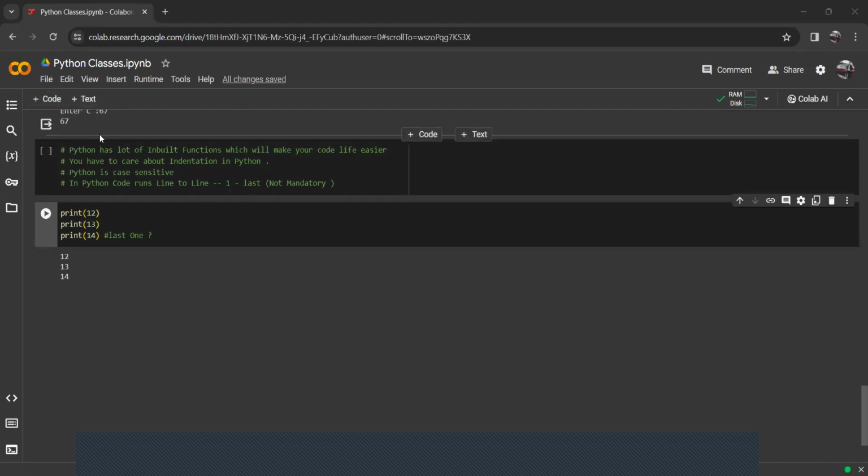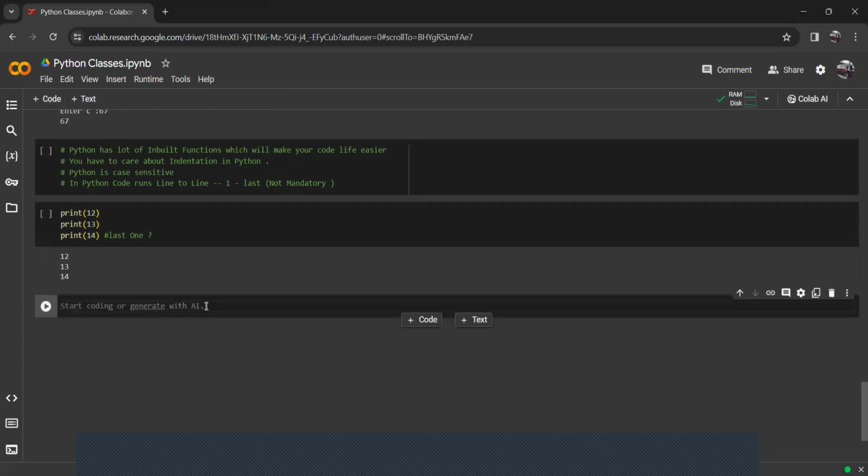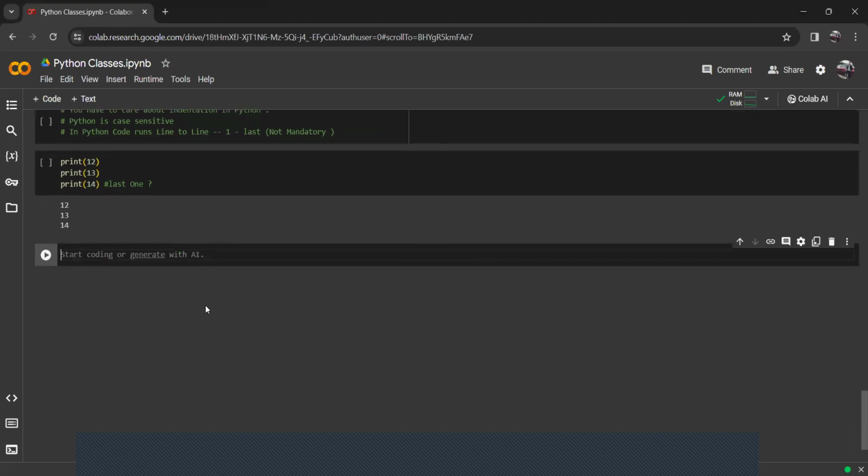So now we are doing the things on the same Colab file. I'm not going to change this Colab file for the entire course. So this is our day 2 for Python. Now we'll click on a new cell, and today we'll start from here.